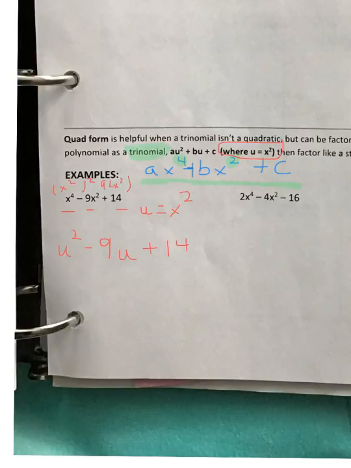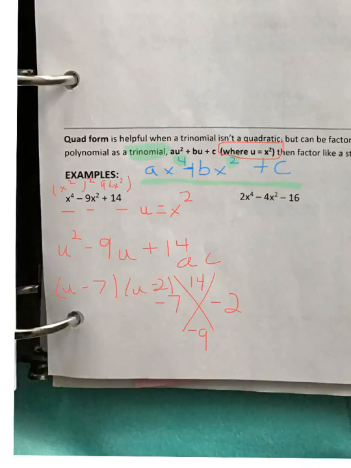Now what you could do is do your normal x. A times c, so that's 1 times 14. That adds to a negative 9. So what are the factors that multiply to 14 and add to negative 9? Hope you guys were thinking negative 7 and negative 2. So I go and plug that in. That's u minus 7 and u minus 2.